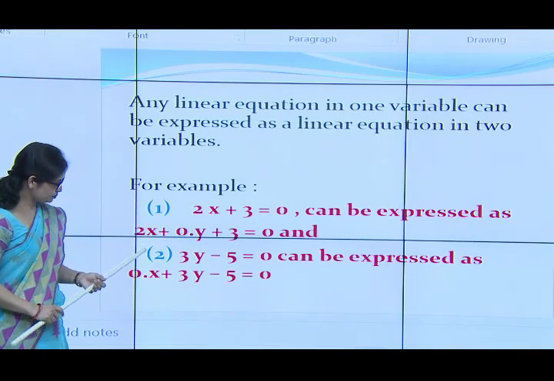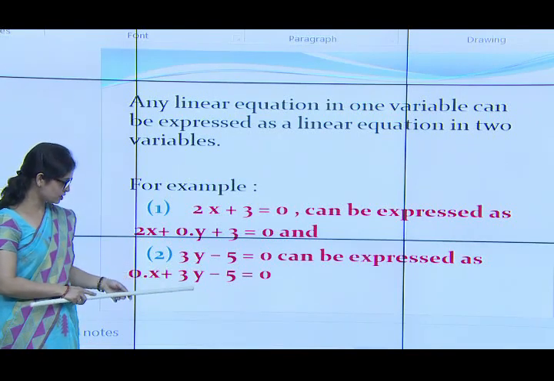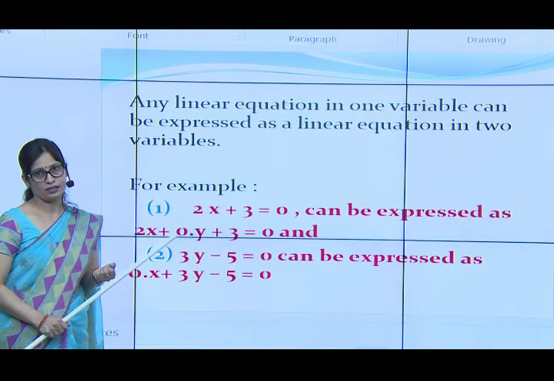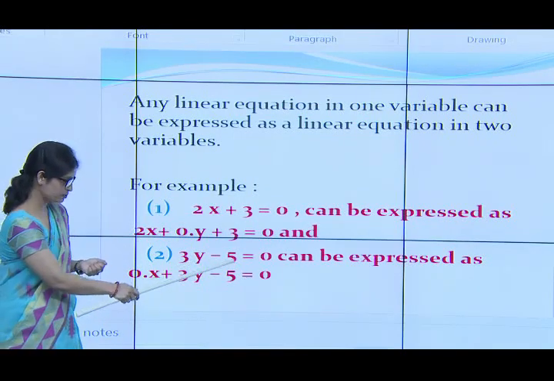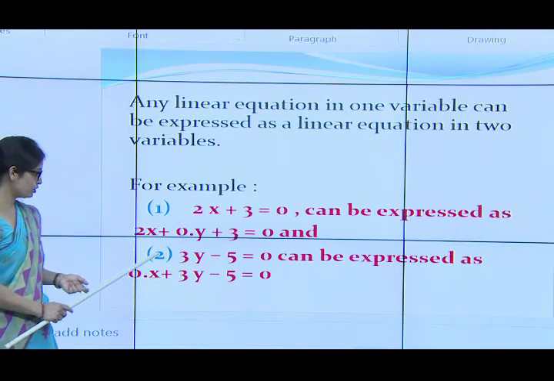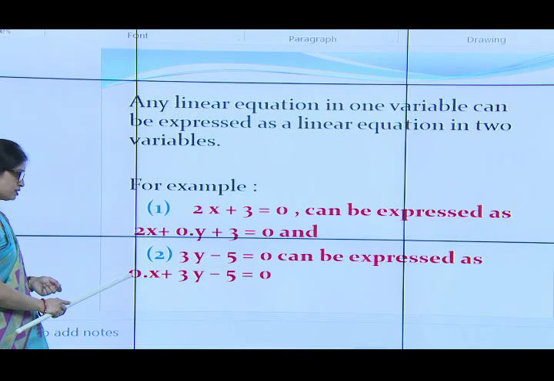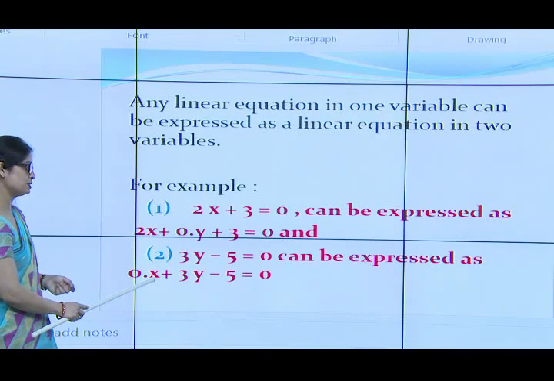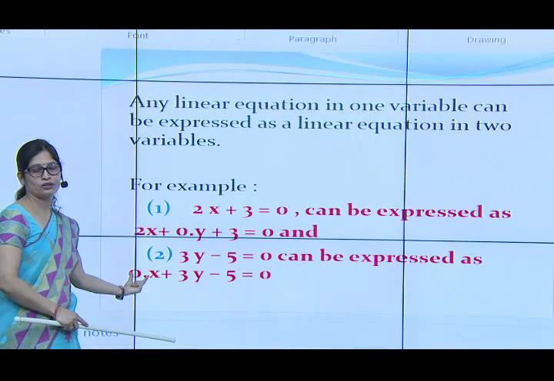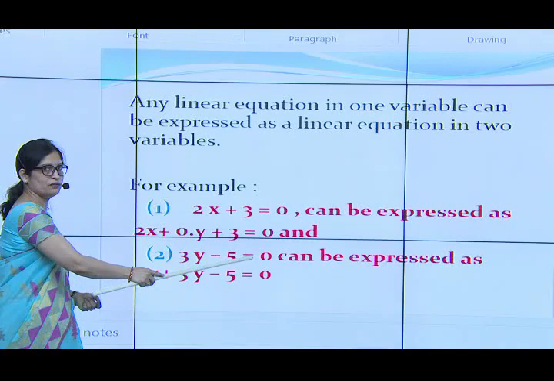In the other case, 3y minus 5 is equal to 0. Here, if we want to express this equation in two variables, first we observe which variable is missing. In this equation, the variable x is missing. It means if we want to express this equation in two variables, we will multiply 0 with the variable x. Here also, after calculation, 0x is 0. So again there will be no change in the equation 3y minus 5 is equal to 0.